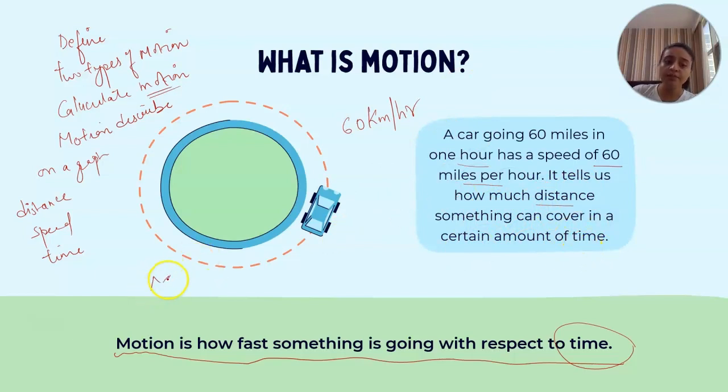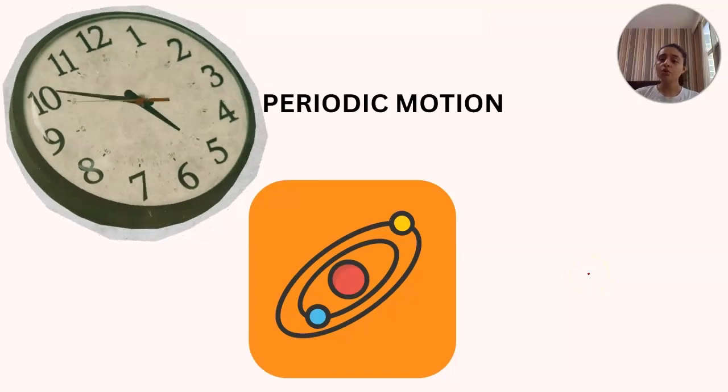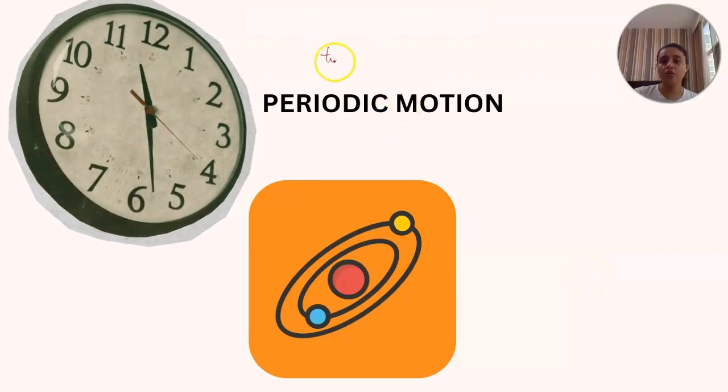So motion has certain aspects. Okay, it is composed of speed plus distance and time. All three in one means motion. Okay, so from now on when I talk about motion, there is something which is included in reference to speed, distance and time of a body. Okay, so two types of motions that we are going to study.